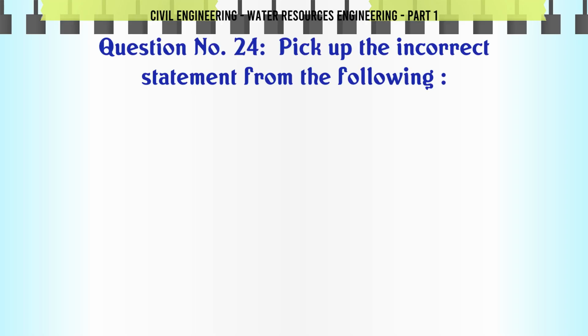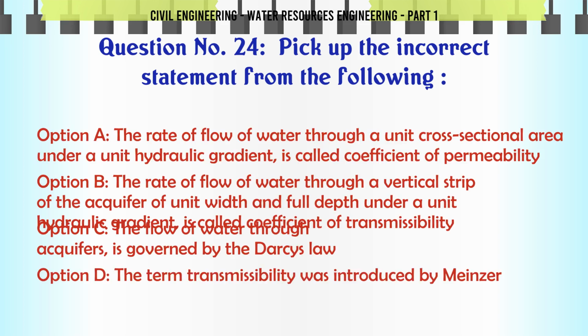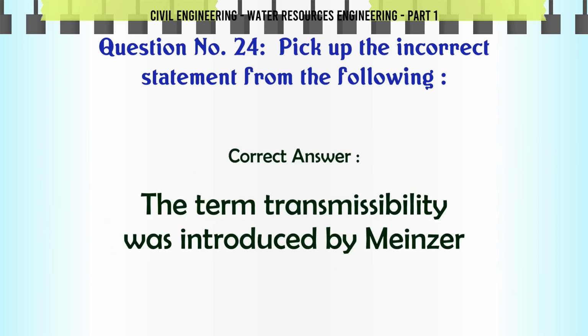Pick up the incorrect statement from the following. A. The rate of flow of water through a unit cross-sectional area under a unit hydraulic gradient is called coefficient of permeability. B. The rate of flow of water through a vertical strip of the aquifer of unit width and full depth under a unit hydraulic gradient is called coefficient of transmissibility. C. The flow of water through aquifers is governed by Darcy's law. D. The term transmissibility was introduced by Mainzer. The correct answer is the term transmissibility was introduced by Mainzer.